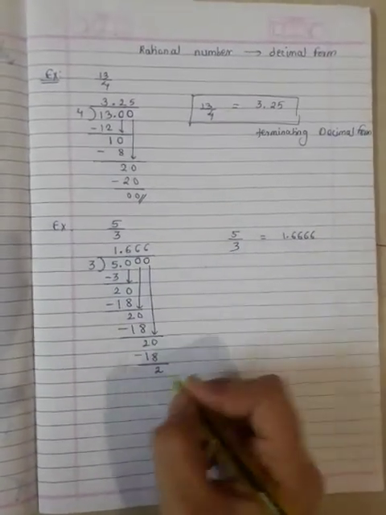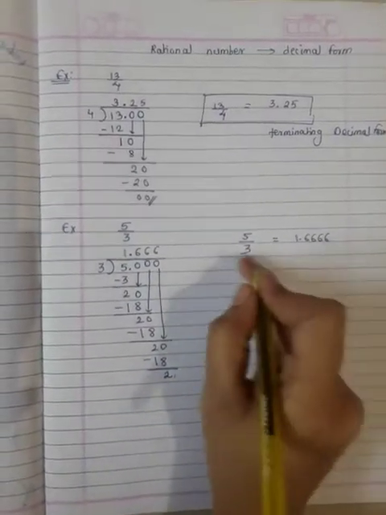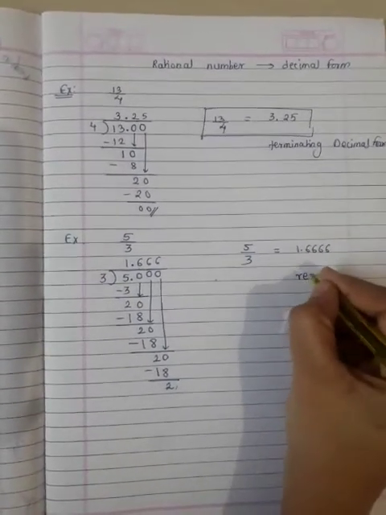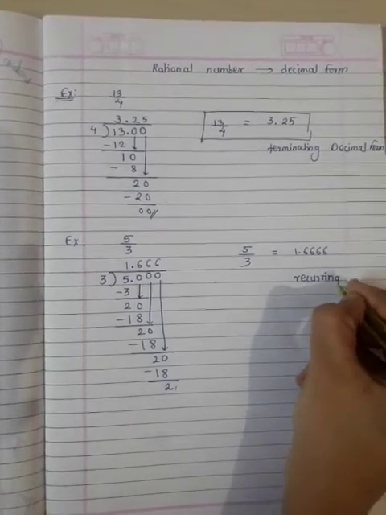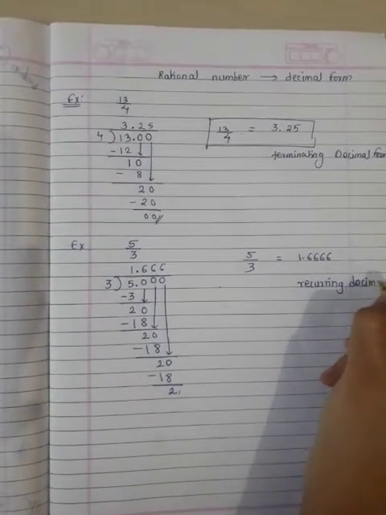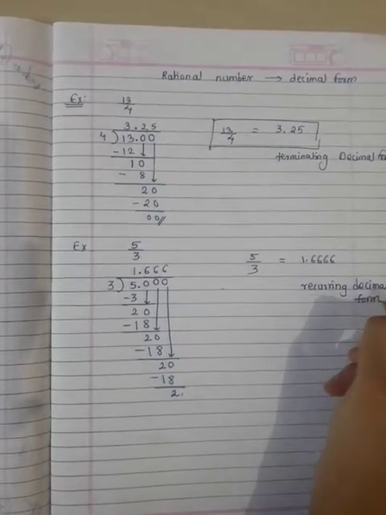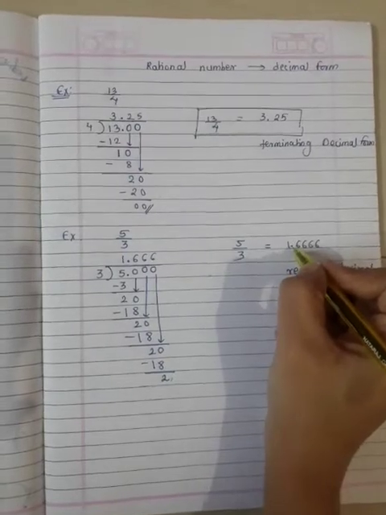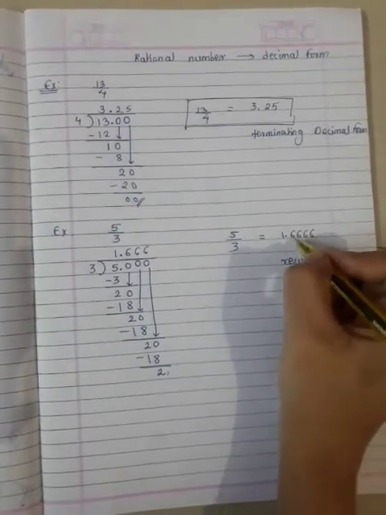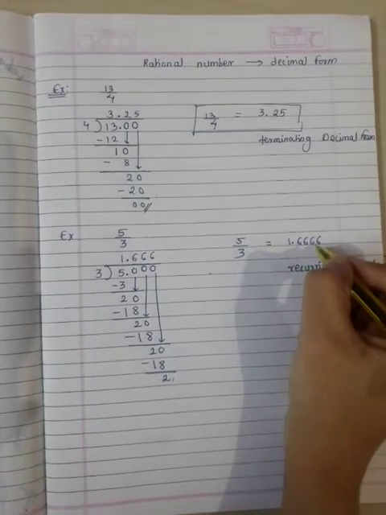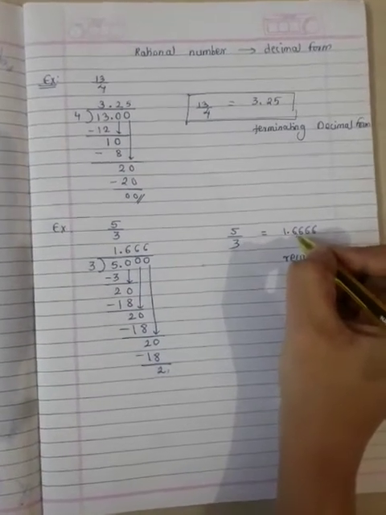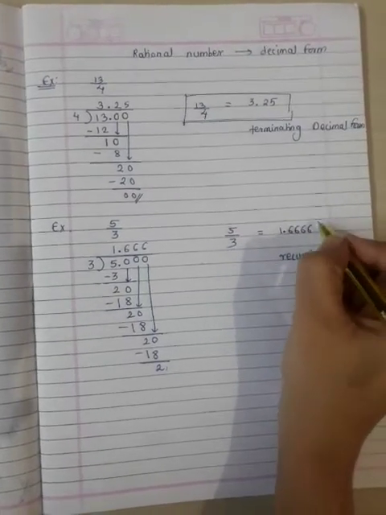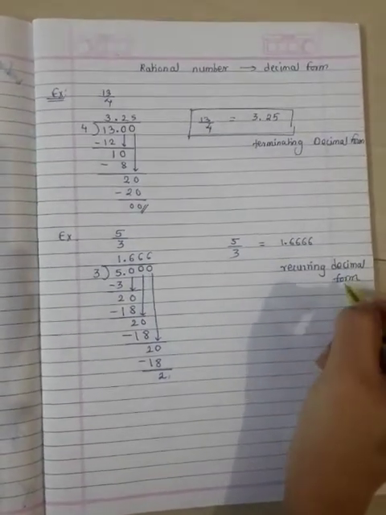So when the remainder is not 0, such a decimal form is called recurring decimal form. Why is it called recurring decimal form? See here, after the point a single digit, that is 6 6 6 6, occurs repeatedly on the right side of the decimal point. So this type of decimal form is called recurring decimal form.